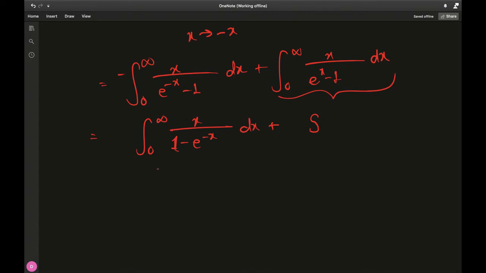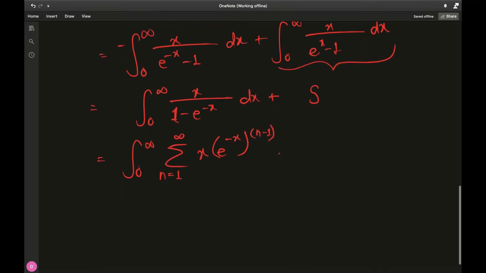Okay, now we can do a little more work again by the same logic that e to the negative x is going to lie between 0 and 1 on 0 to infinity. We can again use the infinite geometric series from n equals 1 to infinity, but we don't have a first term. So what we're going to do is we're going to have x and e to the negative x raised to the n minus 1 this time, not n, because we don't have a first term, dx plus s.